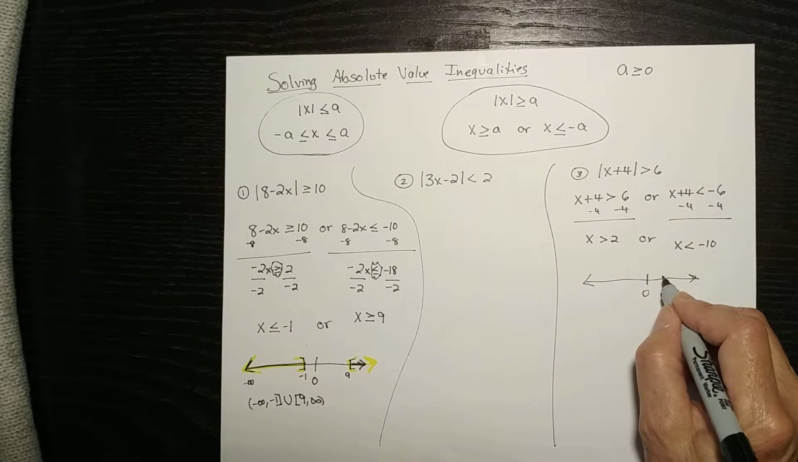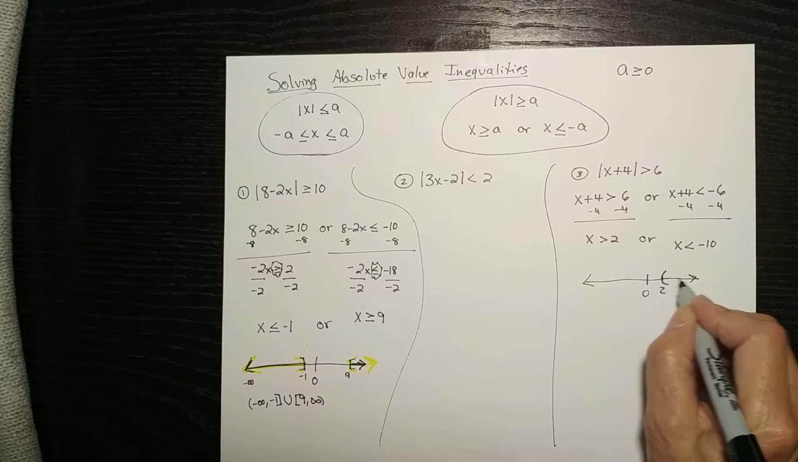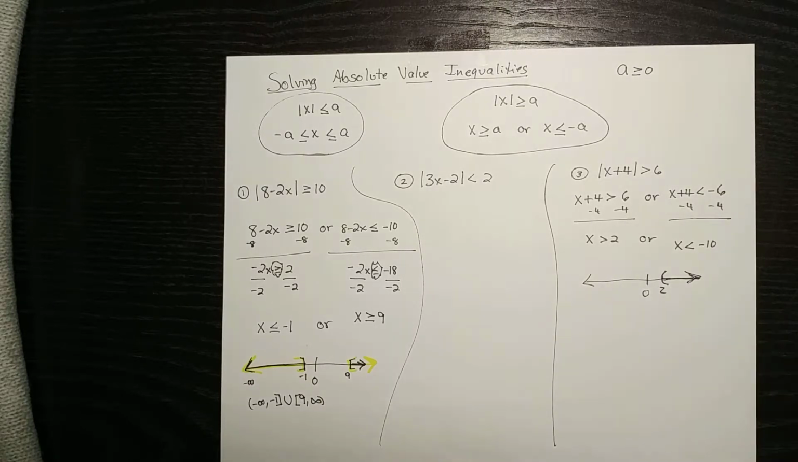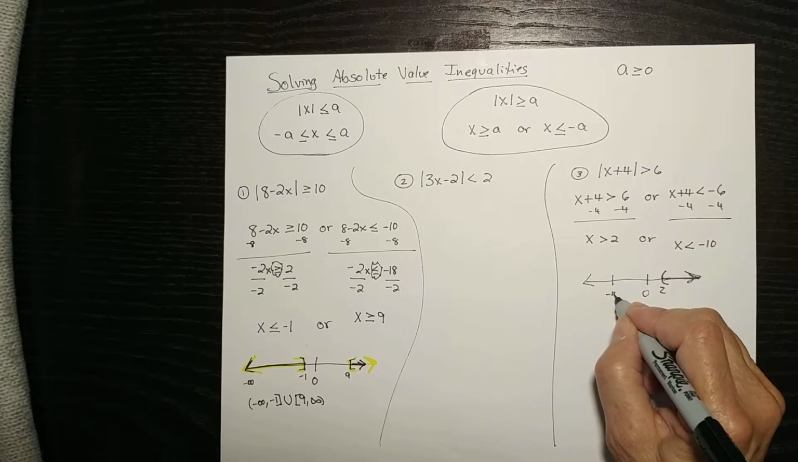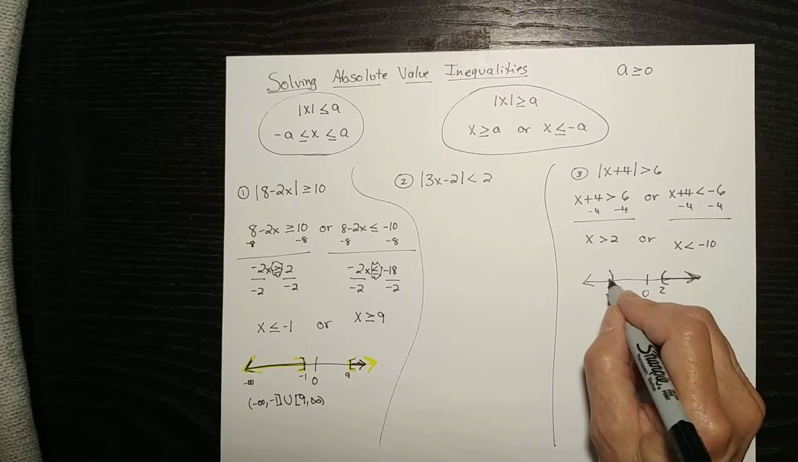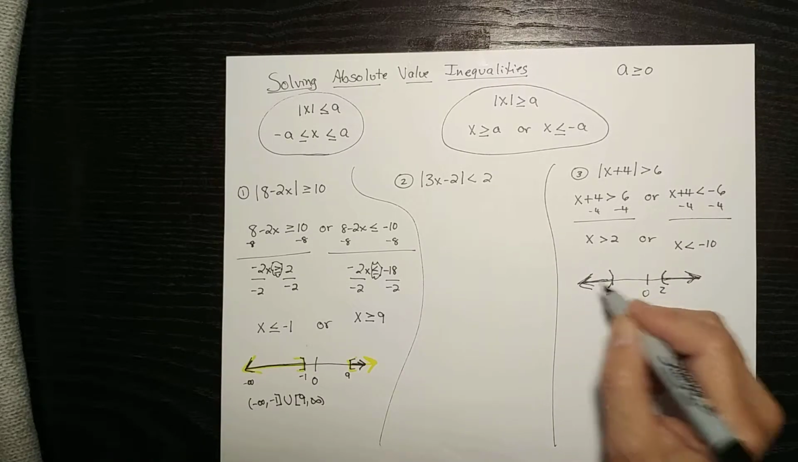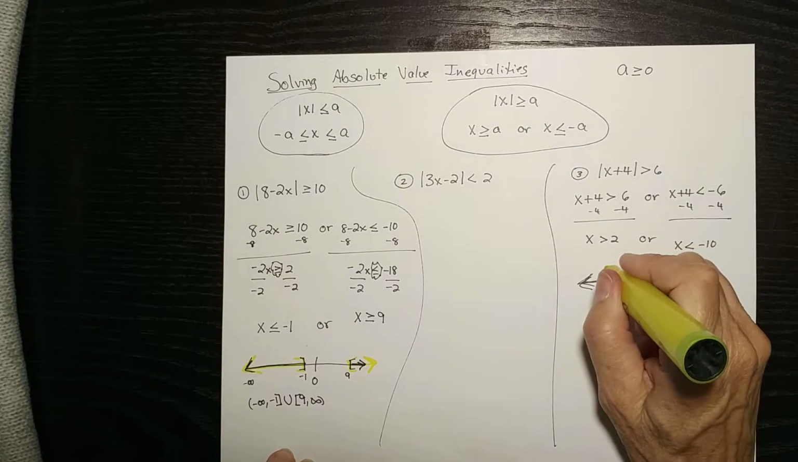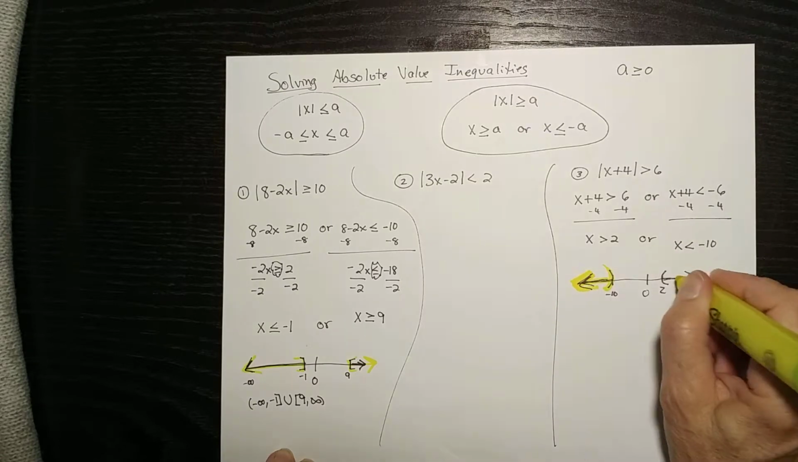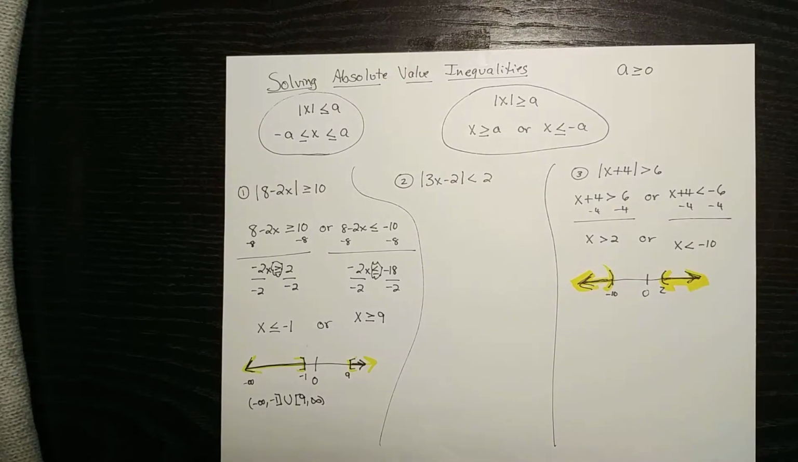x is greater than 2. This is 2. It's going to look like this. You do not include 2 because it doesn't have the or equal to, and we go anything to the right. x is less than negative 10. Let's say this is negative 10. Do not include negative 10, but anything to the left that's less than, you do. So this is the highlighted area for this one, parentheses on the left, parentheses on the right.